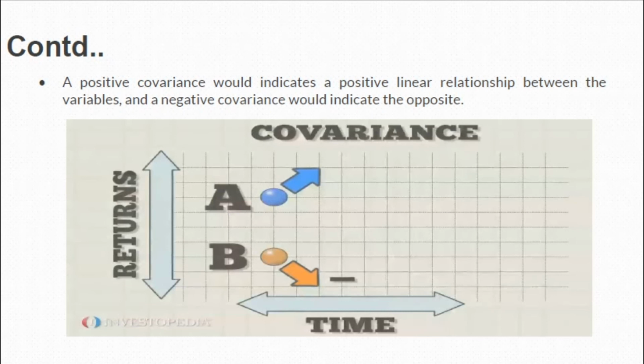So guys, look at this. The x-axis is my time and the y-axis is my returns. In this visualization, as the return is increasing, the time is decreasing. It means that these two variables are negatively correlated with each other.